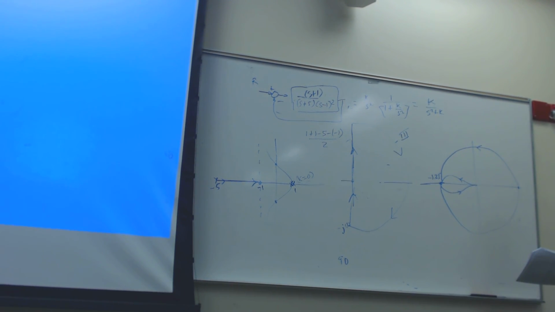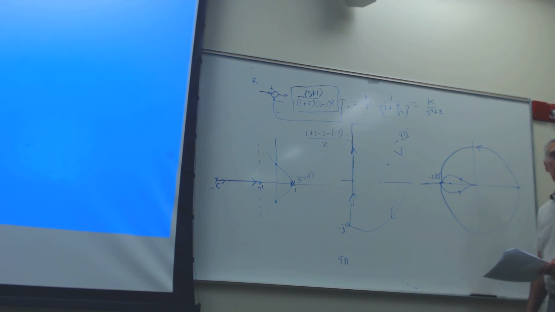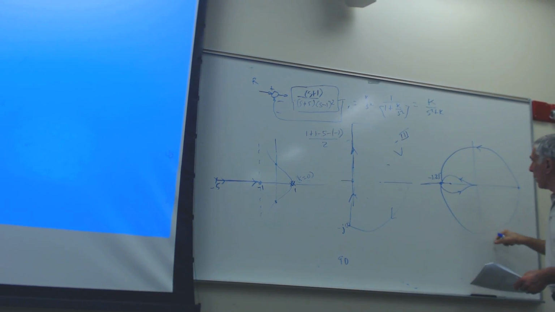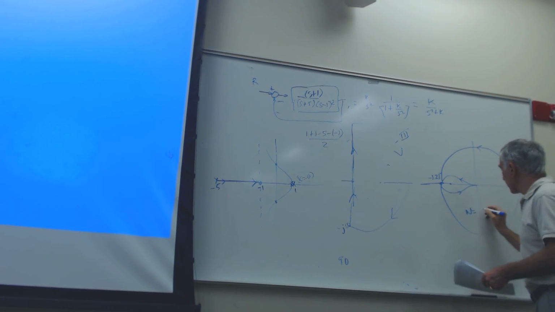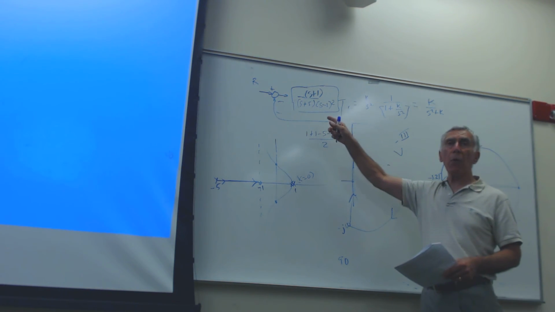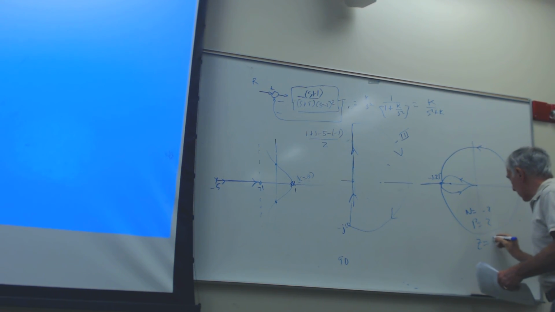Okay. And in this system here, the minus 1 point is right there. Okay. What is the value of N here? You can start here, counterclockwise. N is equal to what? Minus 2. P is equal to what? Poles, right? So the number of right half plane poles is 2. Z is equal to 0.